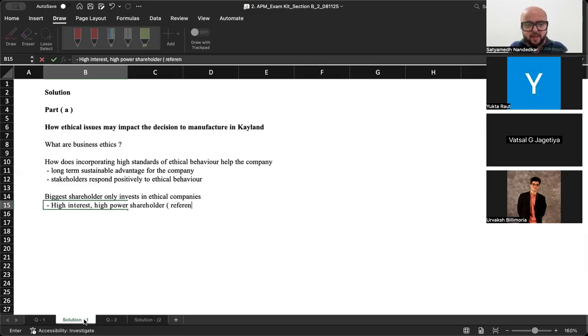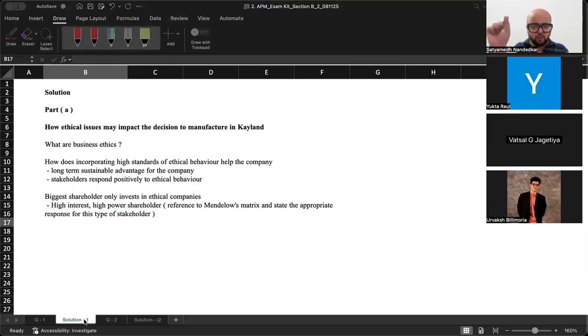You will make a reference to Mendelow's matrix and state the appropriate response for this type of stakeholder. Explain that in 1 to 2 lines.